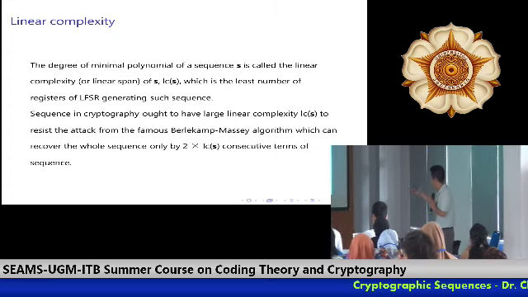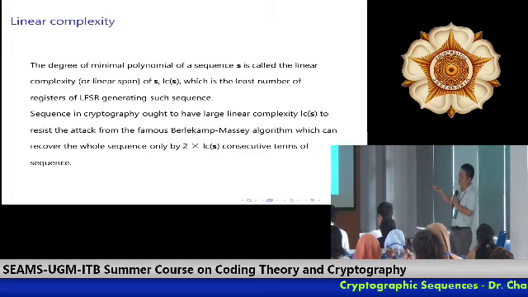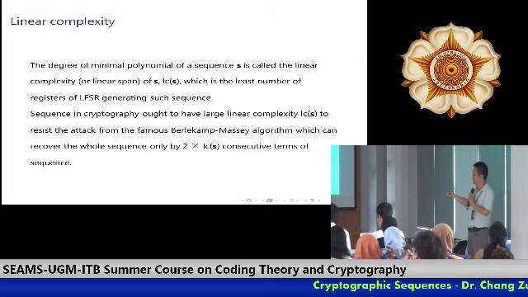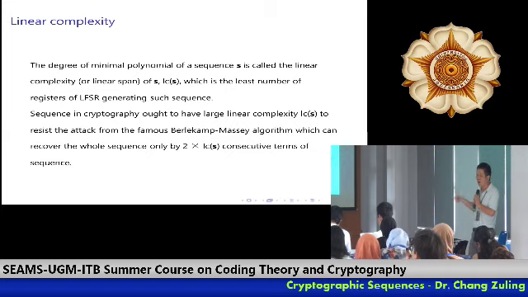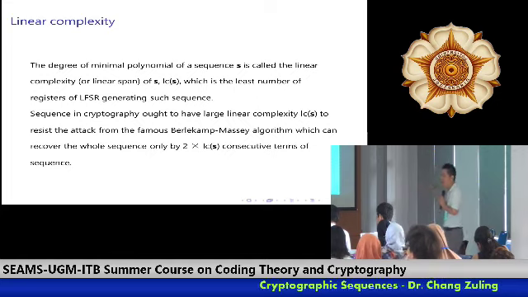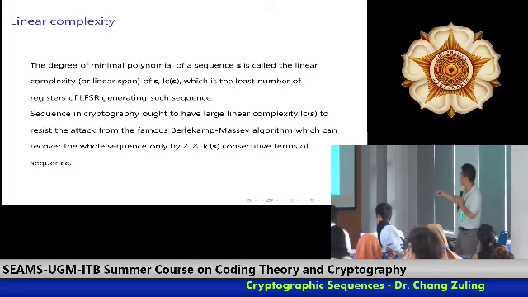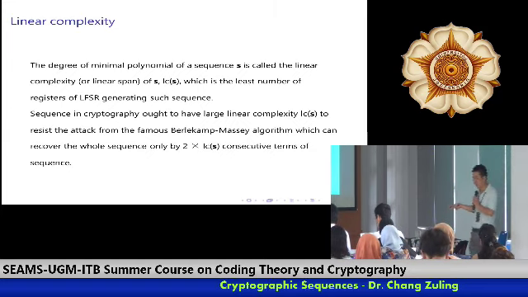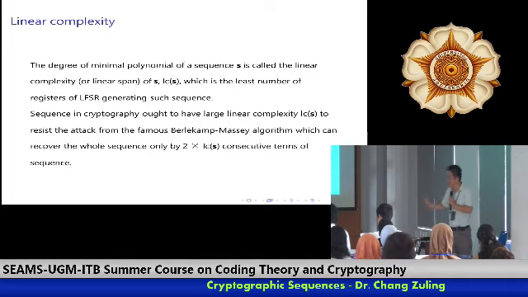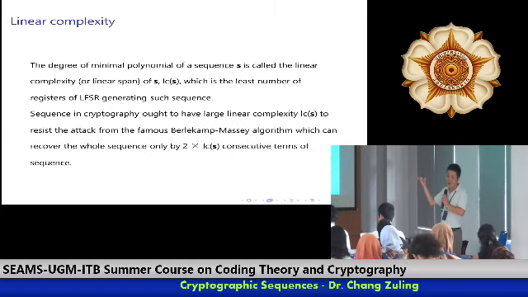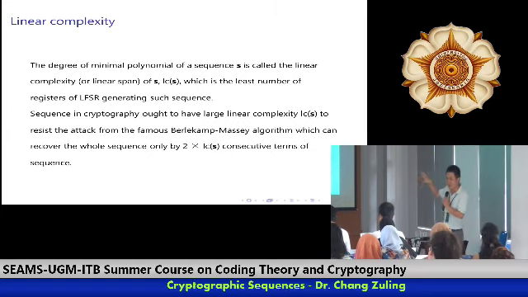This definition of linear complexity is important because for sequences there is a famous algorithm called the Berlekamp-Massey algorithm. Using this algorithm, we can regenerate the whole sequence using only 2 times L consecutive terms. This means if we just know a part of a sequence, we can recover the whole sequence.